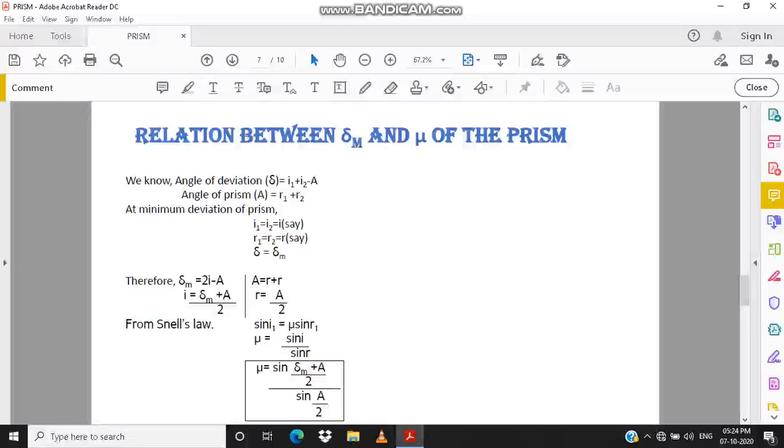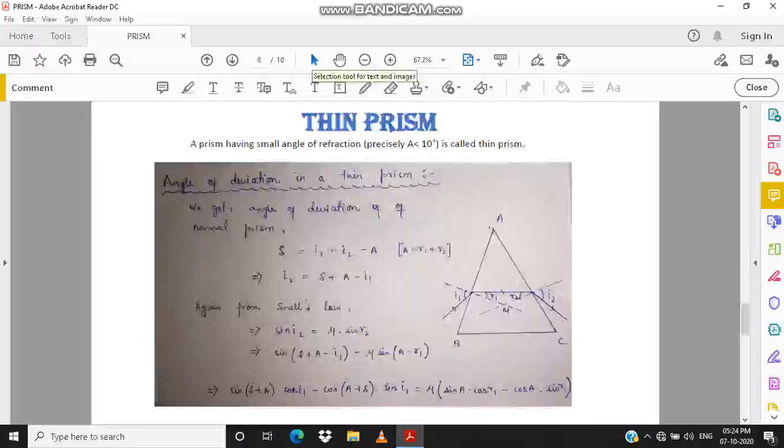And in place of R, we simply substitute the value of R, that is a by 2. So we got the value for mu. What is mu? Mu is the refractive index of the prism, and this is the expression for the refractive index of prism. Now we will be learning something about thin prism.